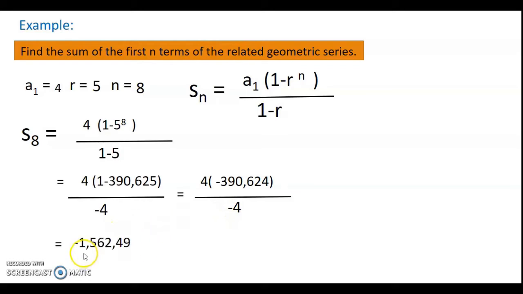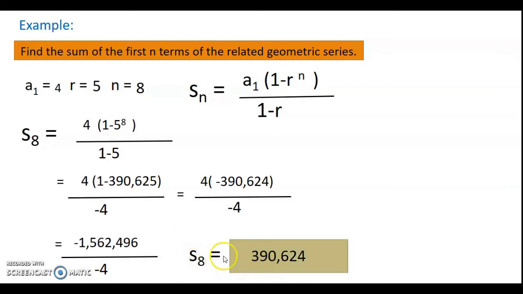So we get negative 1,562,496, because we multiply 4 by negative 390,624. So the answer is negative 1,562,496. Then we will divide by negative 4. And our answer, our S sub 8, is equal to 390,624.